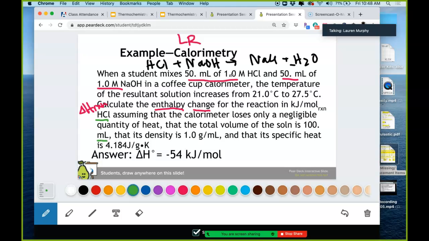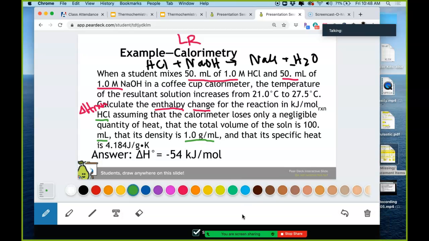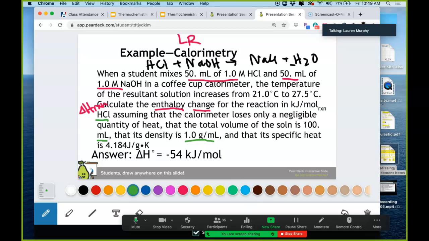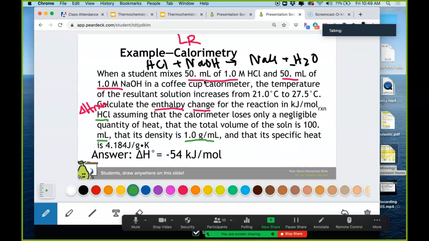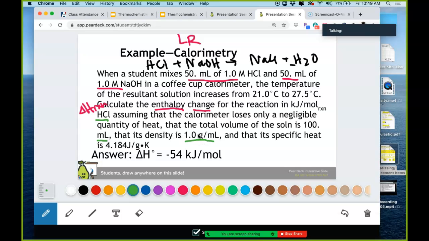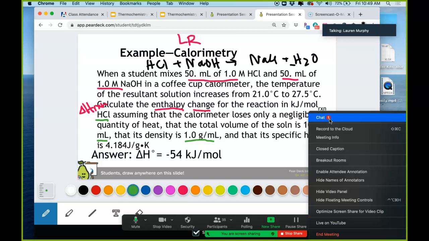If you take 50 and you add 50, that's a total volume of 100. And its density is 1 gram per milliliter. Why do they give you this piece of information? Why do they give you density? If you know the volume and you know the density, what can you find out about the solution? So volume and density should get you grams. And then, true, you could get moles if you knew the molar mass of the solution. But we want grams, right?